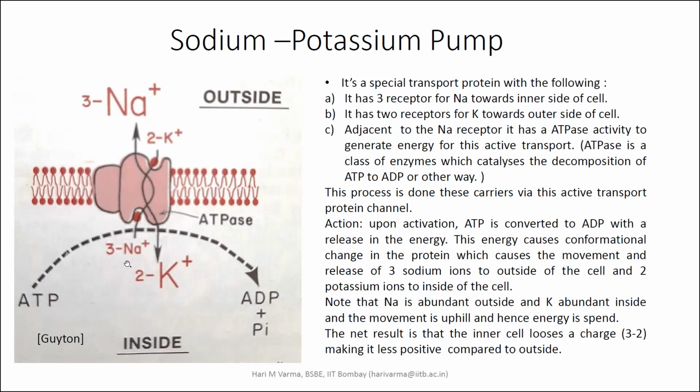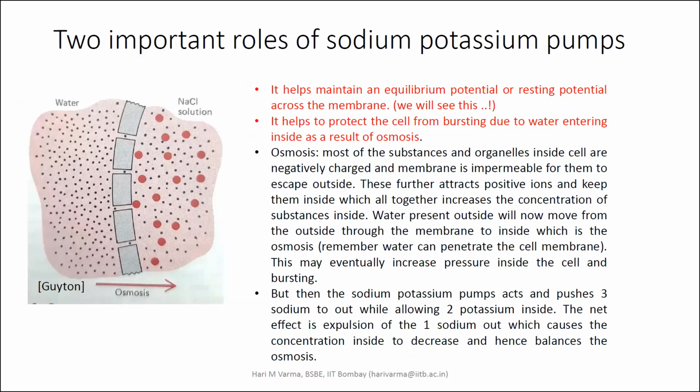So essentially, 3 sodium ions are lost from the cell, 2 potassium ions are gained by the cell, so that effectively it loses 1 positive charge. Effectively, it loses a substance and it also loses a charge. That's the essential idea about one cycle of the sodium potassium pump. And what is the use of this? That we are going to see.